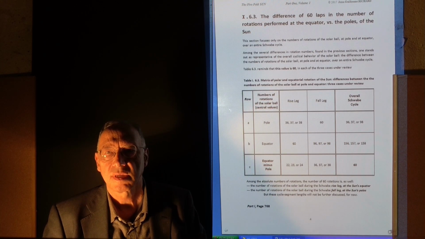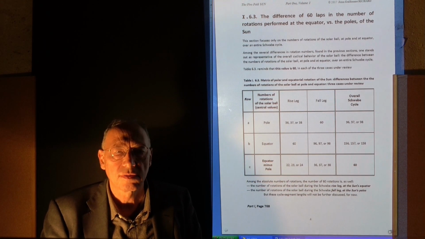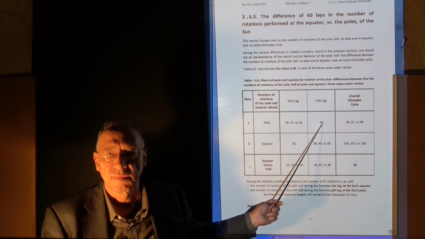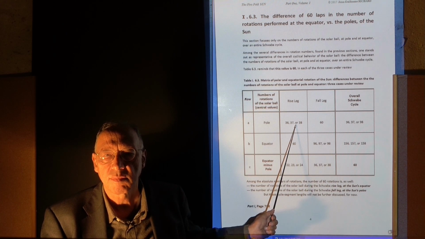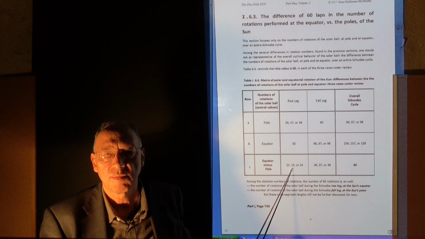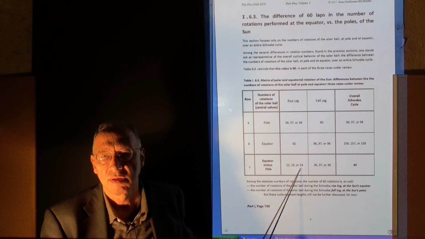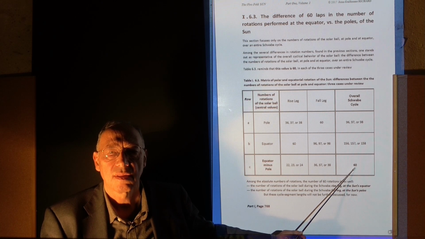The difference of 60 laps is found in the number of rotations performed at the solar equator versus the number of rotations performed by the solar ball at the solar poles, within the uncertainties that we mentioned in the previous video number 5. As you can see in this table, if you look at the rise leg, its central value for the number of polar rotations compared to the central value for the number of equatorial rotations will be in the range of 22 to 24, with a central value of 23 rotations. For the fall leg, the central value will be 37 rotations. And you see that for the overall Schwabe cycle, the number of rotations that is expressed by this difference adds up to 60.